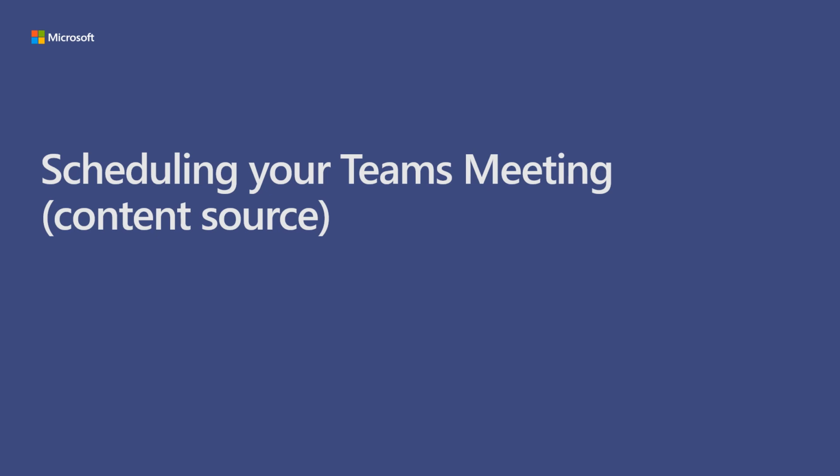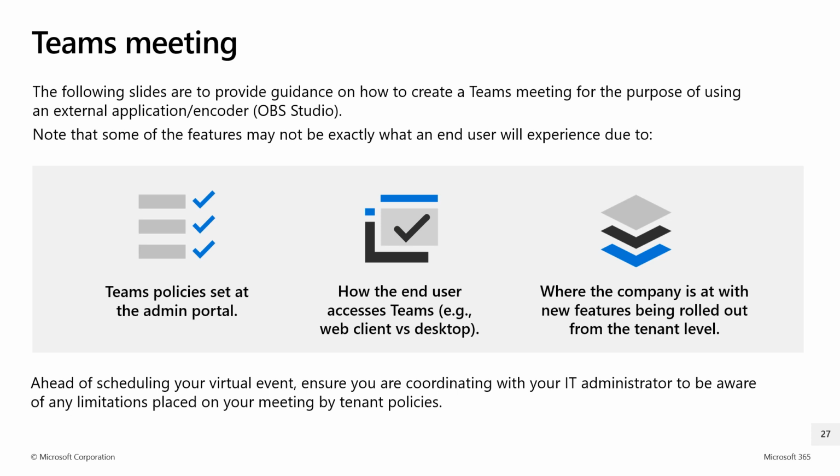Now, as I mentioned, if we're using the external encoder option, we still need to get content to feed into that encoder. I need to build my virtual stage. I'm going to build my virtual stage utilizing a Teams meeting. Teams meetings are pretty straightforward. You can go ahead and set up a standard Teams meeting. Of course, policies would apply from an administrative standpoint, but we're just going to go ahead and set up a regular Teams meeting.